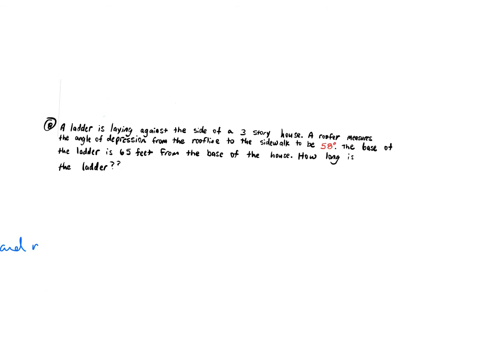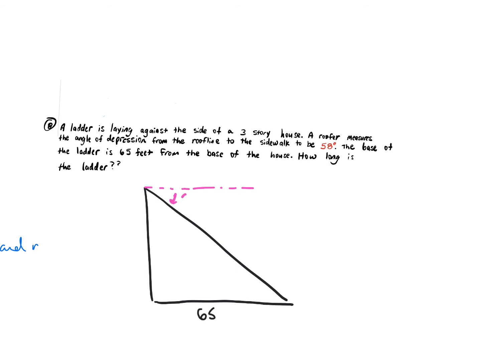So here we have our house, and our ladder is leaning up against it. The base of the ladder is 65 feet from the base of the house. And what else do we have? Angle of depression. So here, our angle of depression is 58. So that would make this angle down here 58 degrees also. The one up top is 32. And then we are trying to find how long the ladder is. So that would make this x.